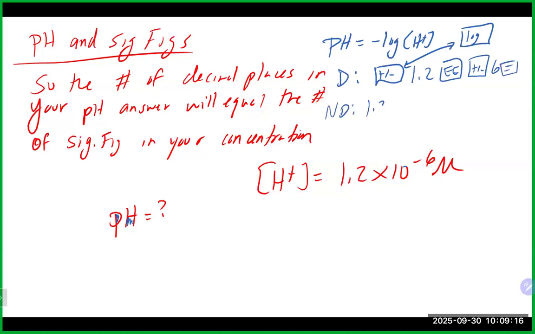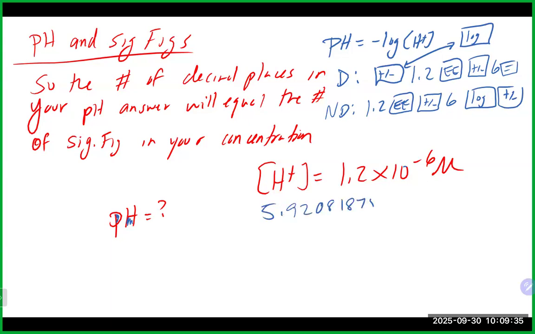Non-display, you would actually go 1.2. You'll hit your exponent button. You go your negative button, and you go your 6, and then you'll hit the log button. Doing the last one first, and then your negative button one more time. And if you do that on your screen there, you should get 5.920818754 in terms of the pH.